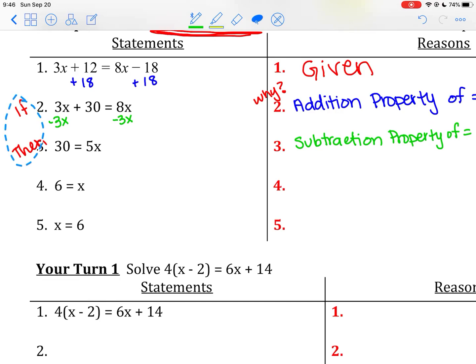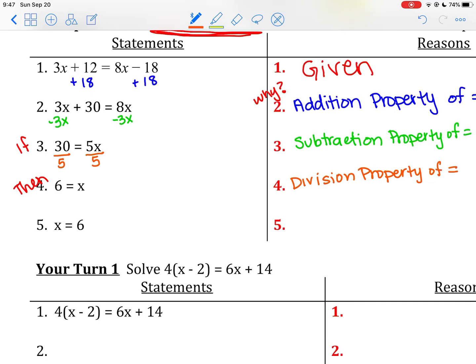So now I'm going to move my if-then down another level. If 30 equals 5x, then 6 equals x. Again, we have to figure out what work happened between those two steps. To get from step 3 to step 4, both sides of that equation were divided by 5. So 30 divided by 5 is 6. 5x divided by 5 is x. Dividing the same thing from both sides is called the division property of equality. All right, so once we have that, we're going to move our conditional statement part down another level.